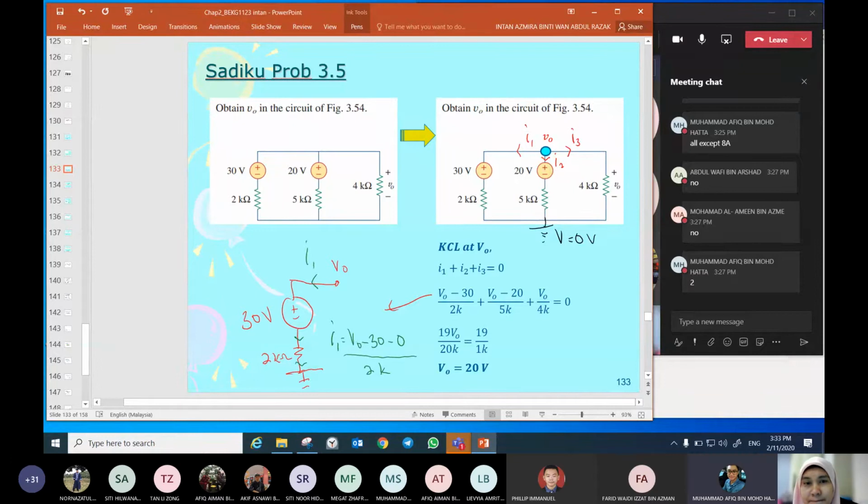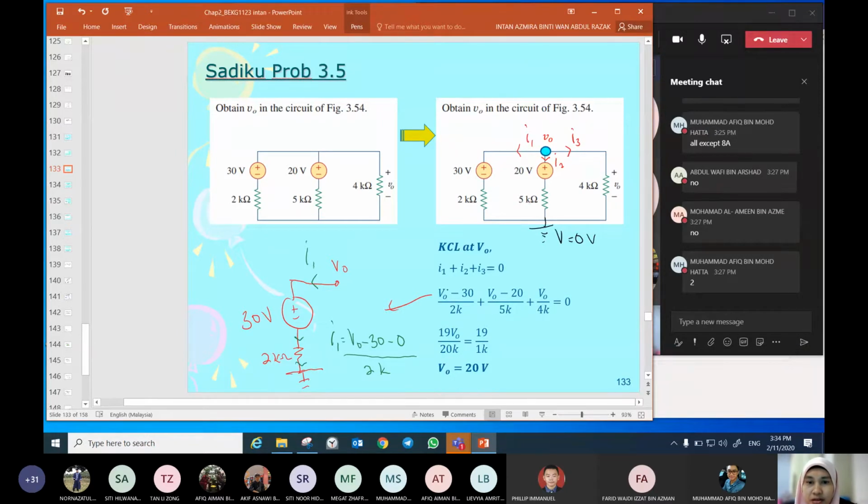Doctor, for the voltage sources of 30 volts and 20 volts, we know that current normally goes out from the positive terminal, right? So can we assume that the current for I1 is entering the V node, and the current from the 20 volt is entering the V node also? Yes, you can, but the equation will be 30 minus V0 divided by 2k, and this one 20 minus V0 divided by 5k.